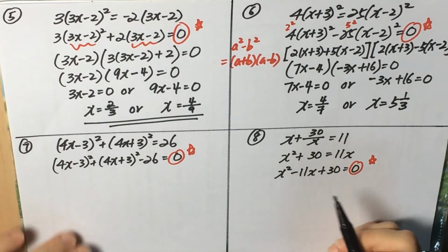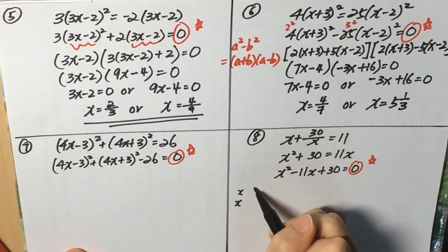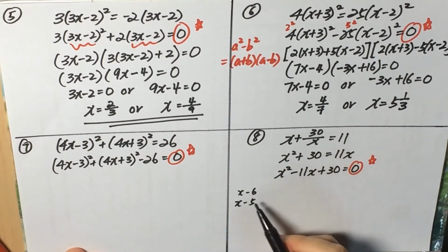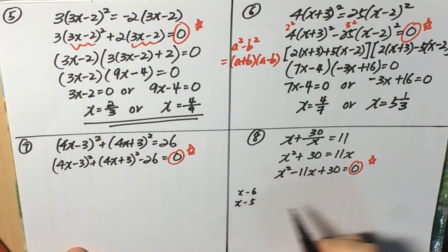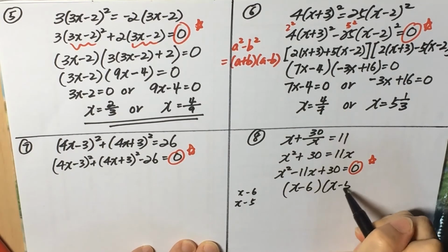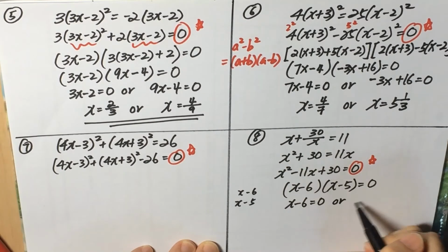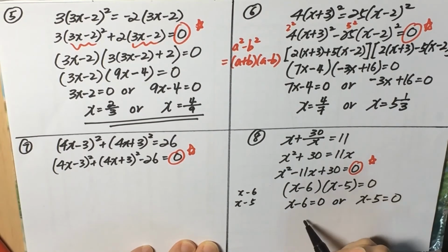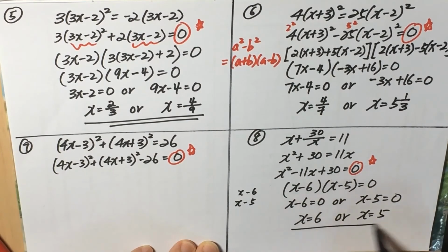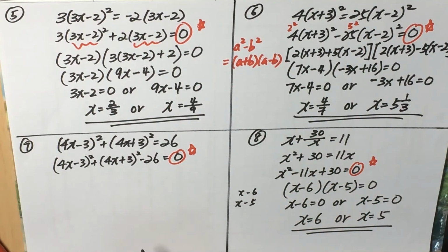Okay, this one is easy. For x squared plus 30, we factorize 30 to be 6 and 5. If we want the middle term to be negative 11x, we take negative 6x and negative 5x. So (x minus 6) times (x minus 5) equals 0. So x minus 6 is 0, or x minus 5 is 0. So x is 6, or x is 5. Okay, so one more question.